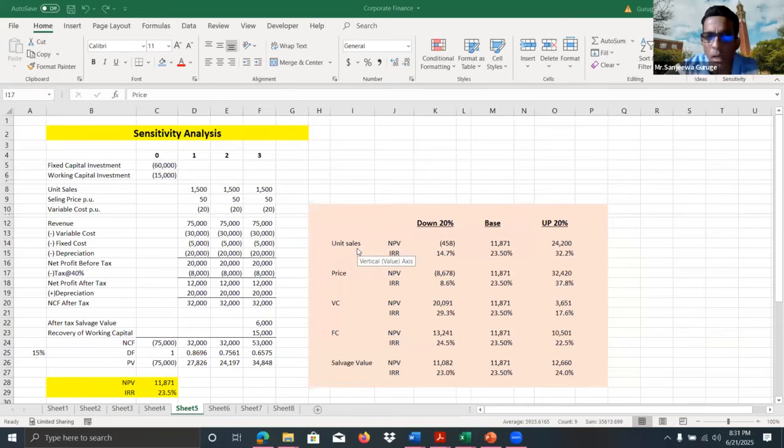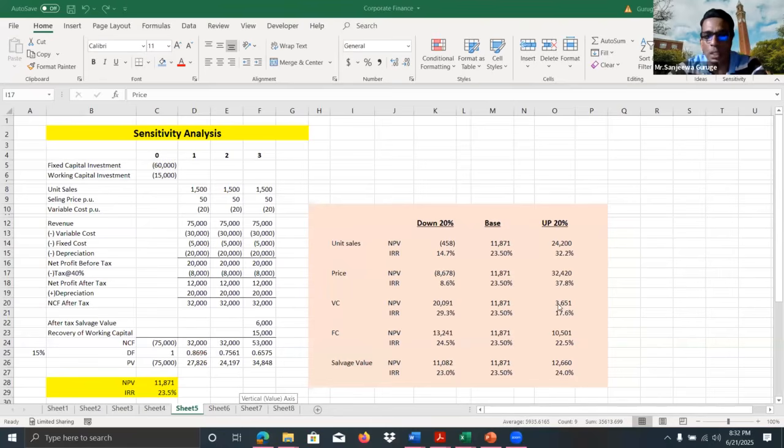What is the least sensitive variable? Fixed cost? No. Variable cost? No. When we consider fixed cost and variable cost, there will be an impact when the value increases. The correct answer is salvage value. The least sensitive variable is salvage value, because with variable cost and fixed cost, the company has a problem if the value increases. That is a very significant impact.